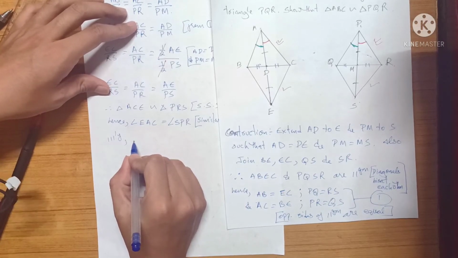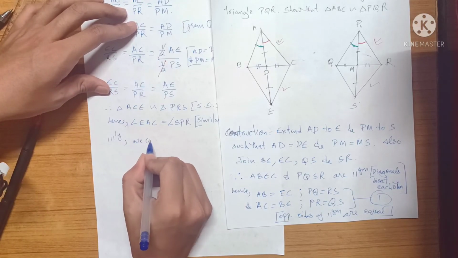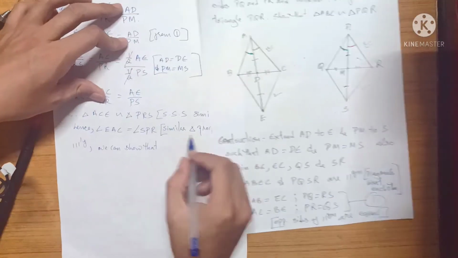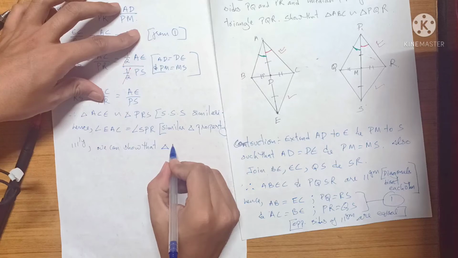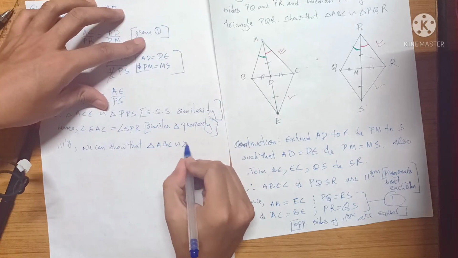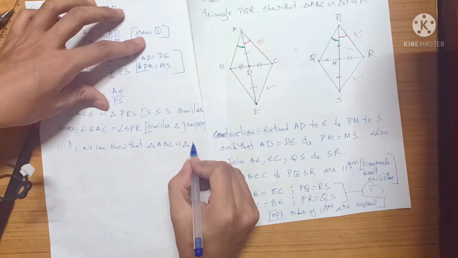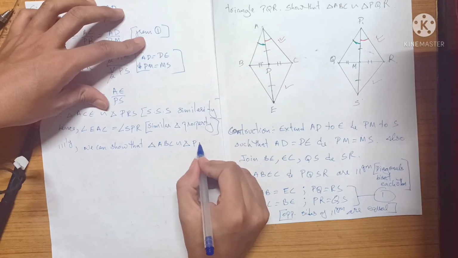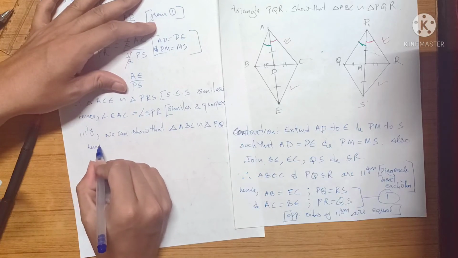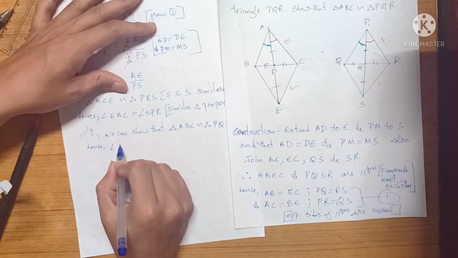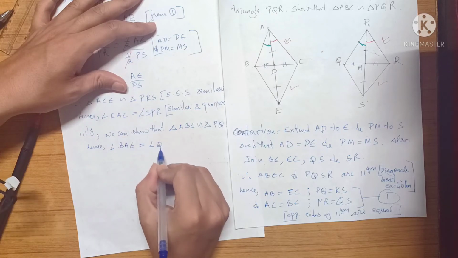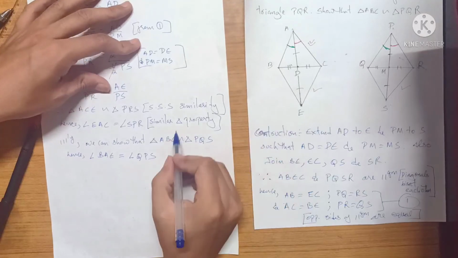Similarly, in the other triangles, we can show that triangle ABE is similar to triangle PQS, and hence angle BAE will be equal to angle QPS.